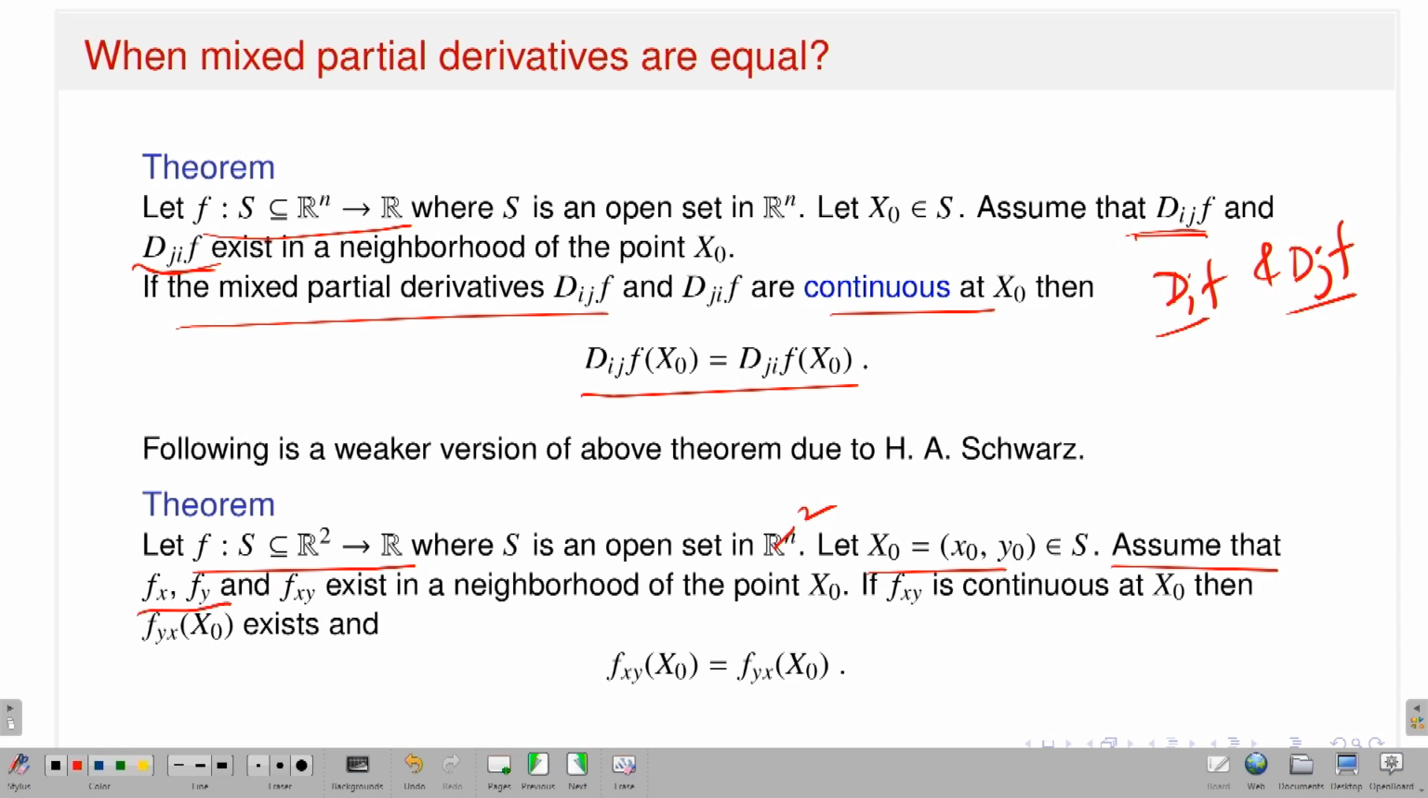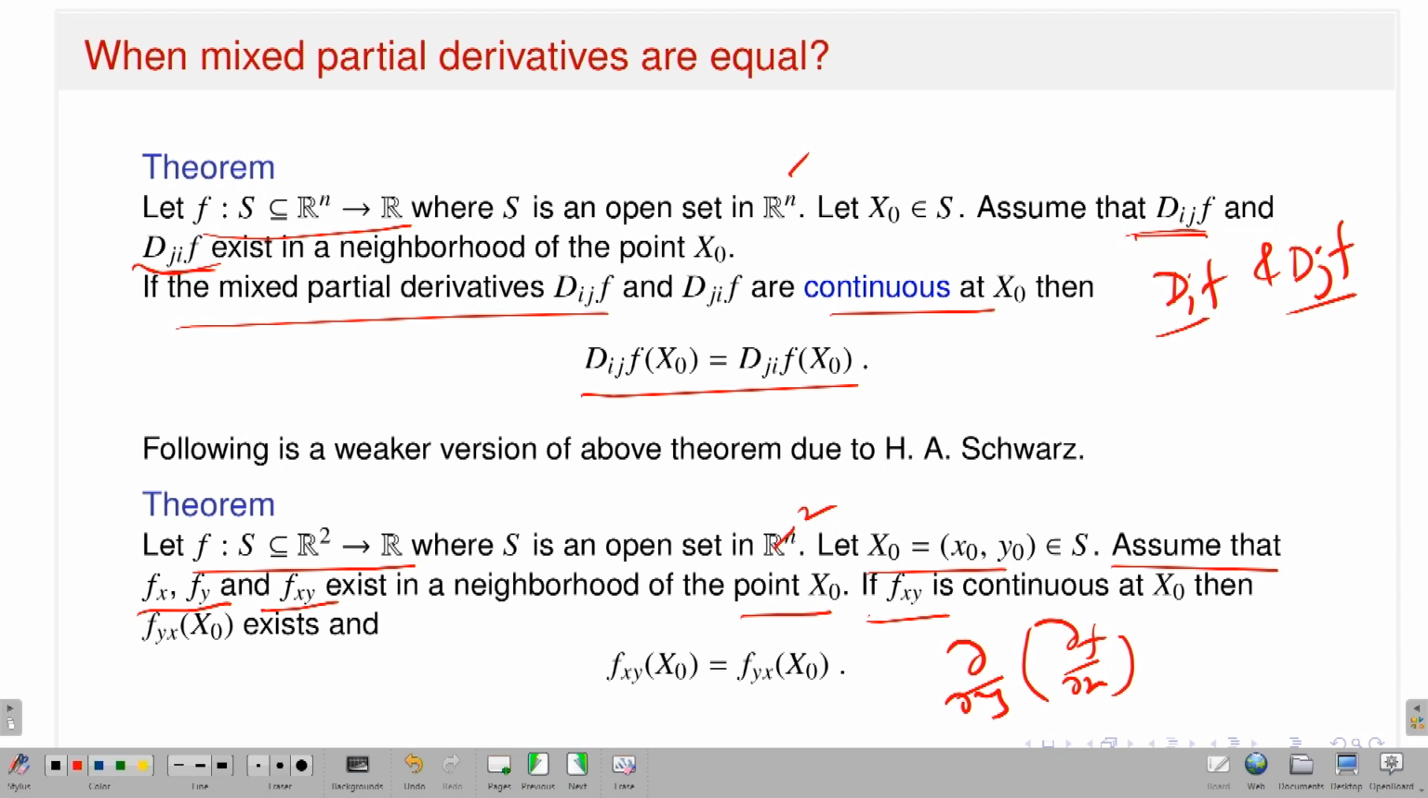Of course, the first order partial derivatives of f with respect to the x variable and y variable should exist, along with only one mixed derivative, that means f suffix xy. That means first you take the derivative with respect to x and then with respect to y. So only one mixed derivative exists in a neighborhood of the point x naught, and along with that, the mixed derivative should be continuous.